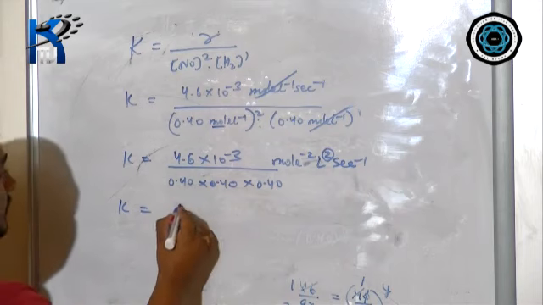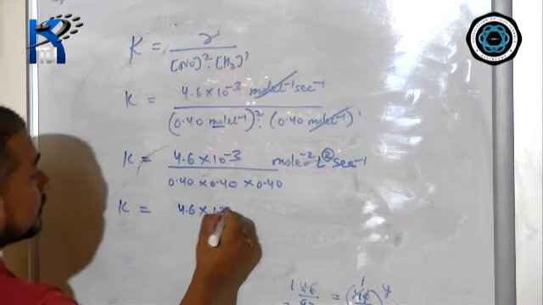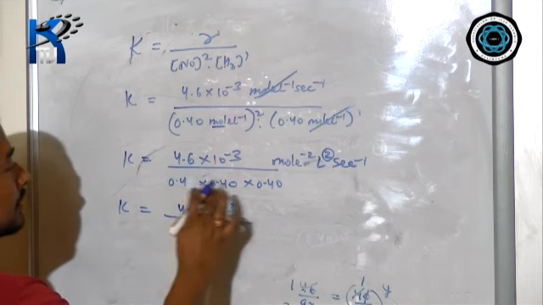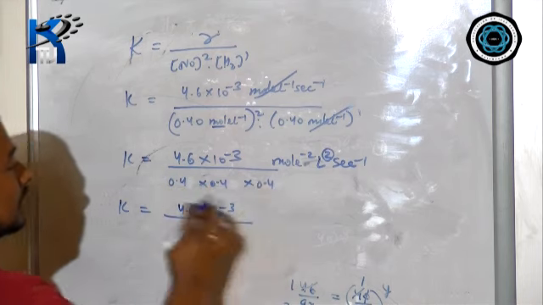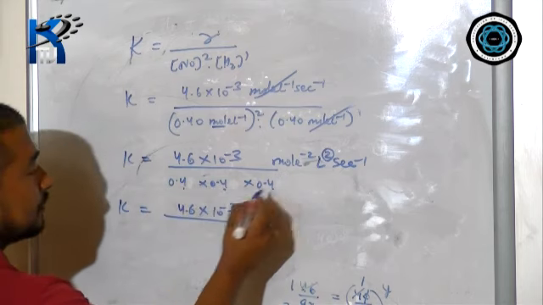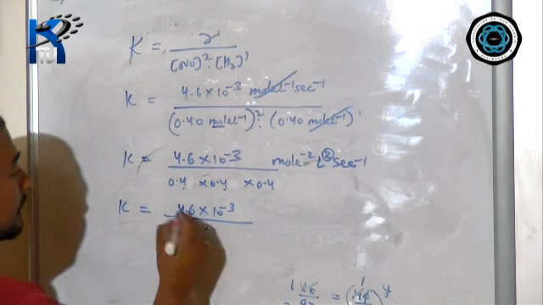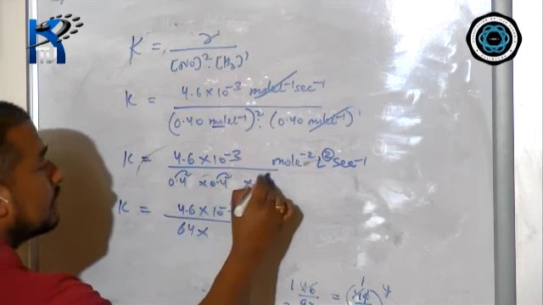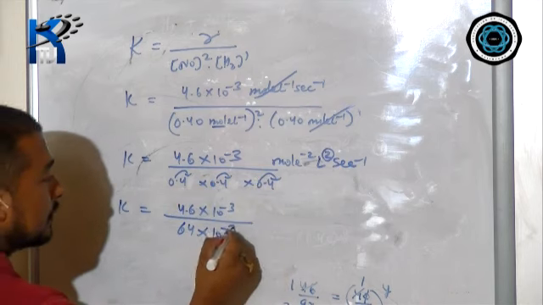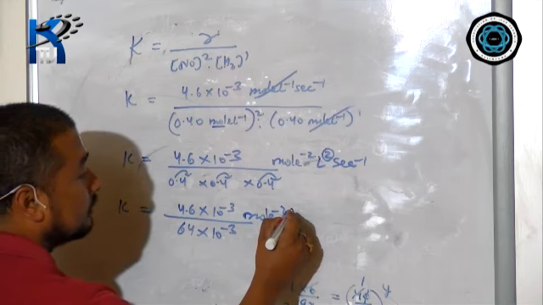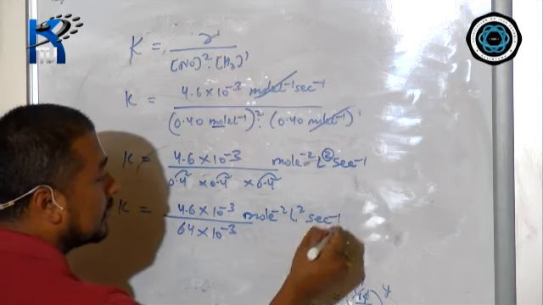Now how to solve this? 4.6 into 10 to the power minus 3 is given to you. This 0 has no value, so just remove it. Now we have to multiply this. 4 4s are 16, 16 4s are 64, you write. Now after the point, how many numbers are there? After the point, 1 number, 2 numbers and 3 numbers. So here will be 10 to the power minus 3. And the unit we have already got is mole inverse square, liter square, second inverse.